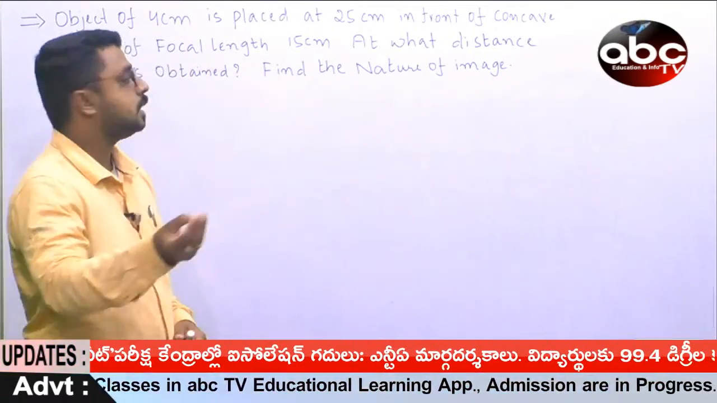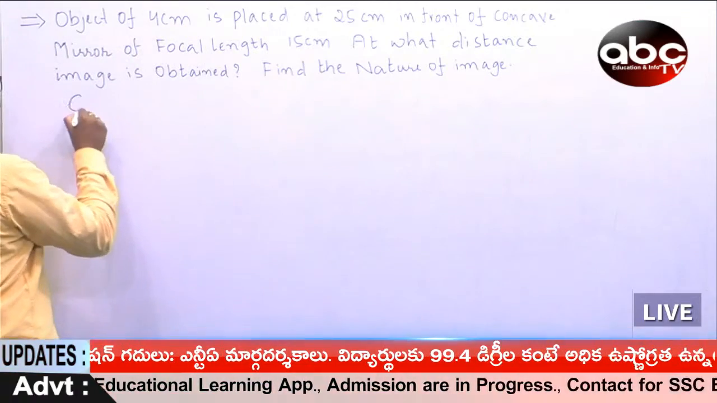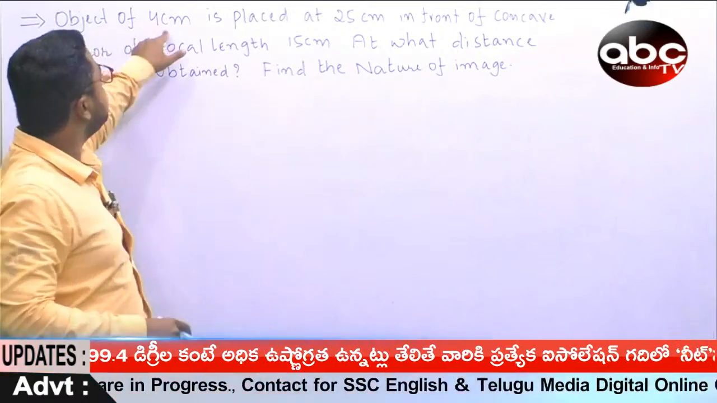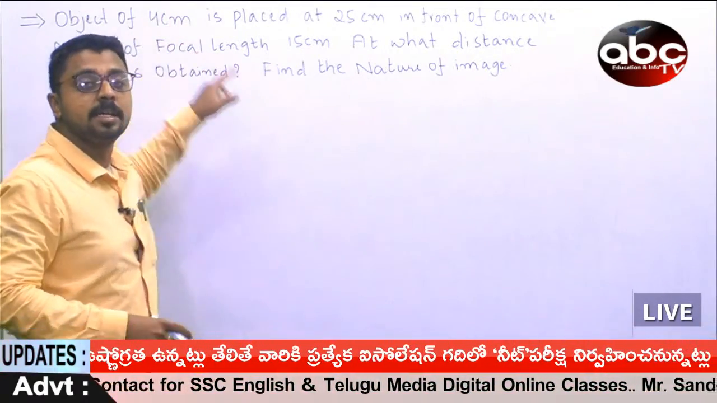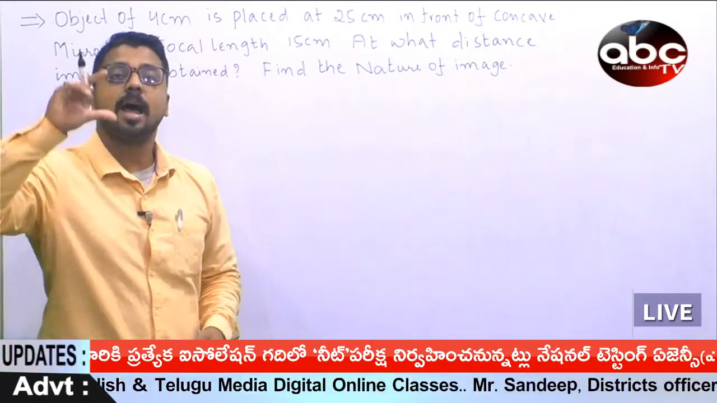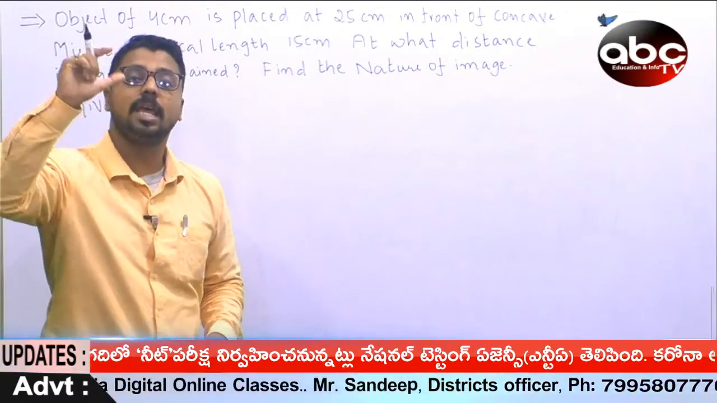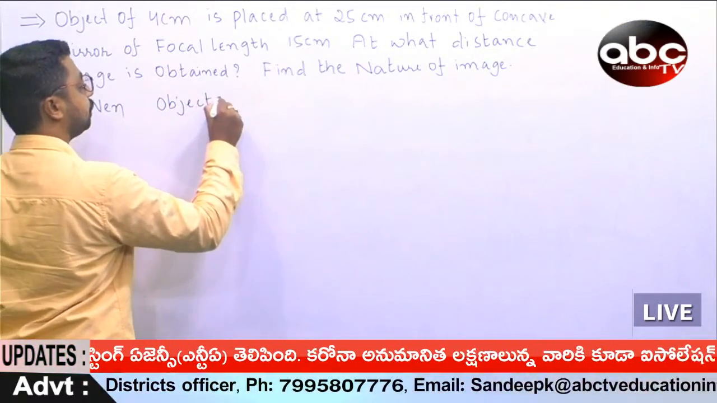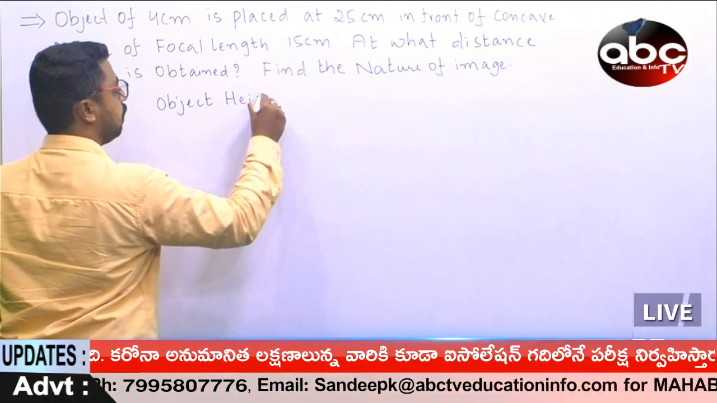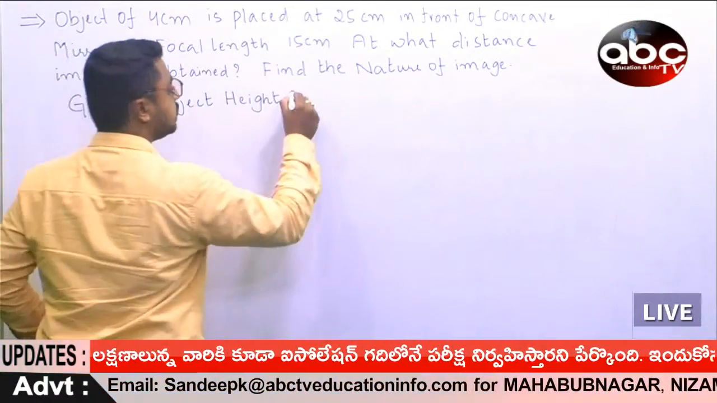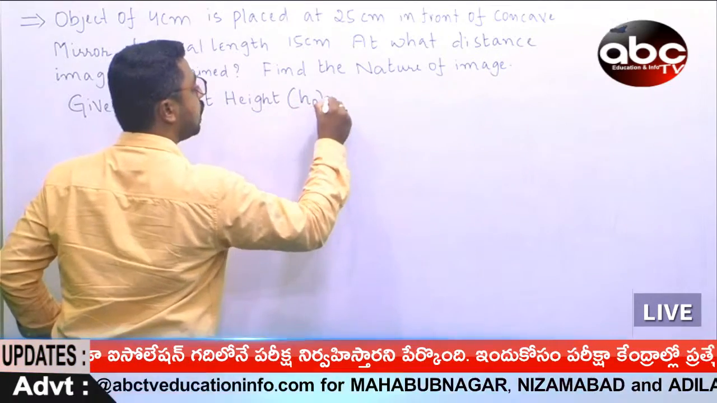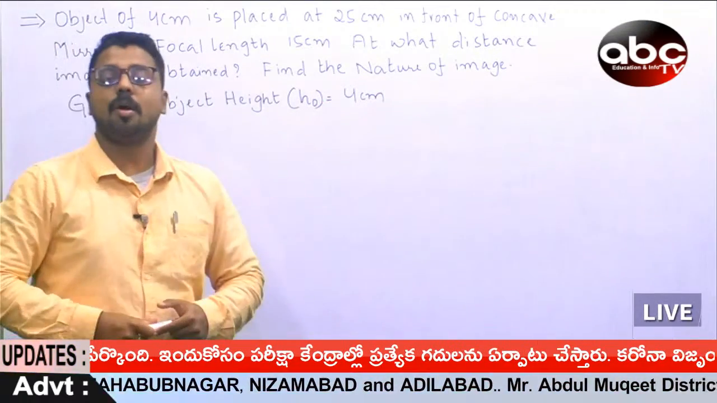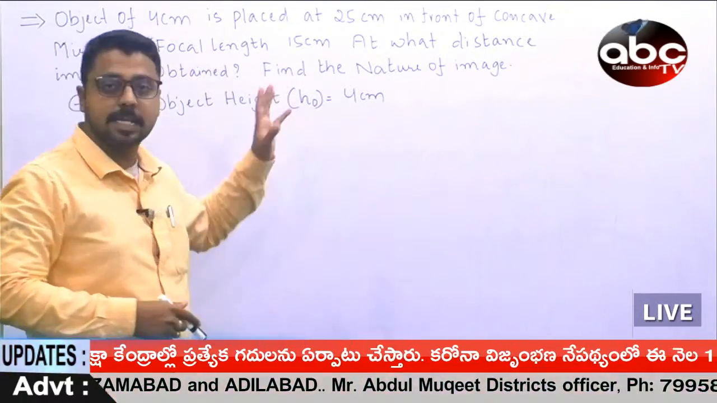So let us take the given part. Given: the very first one, what is this? An object of 4 centimeters. That means it is not a distance, it is the height of an object. Therefore, given object height HO is equal to 4 centimeter.